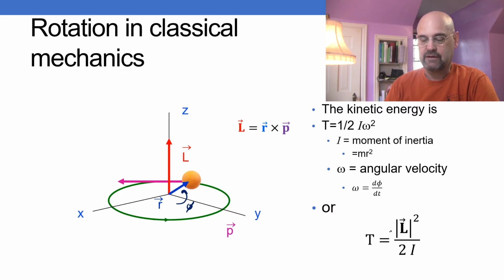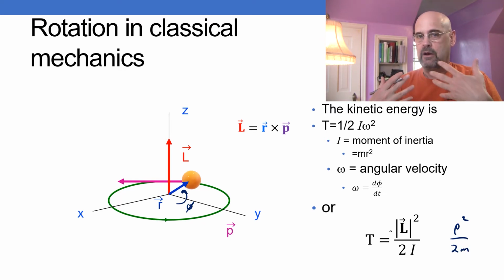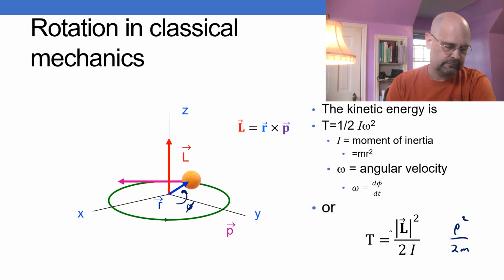times an angular velocity squared. We can also put this in another way: the kinetic energy is equal to the angular momentum squared over 2I. If we think about this, for straight line motion, it's equal to p squared over 2m. So again, we have an analogy between energy for rotational motion and energy for straight line motion.